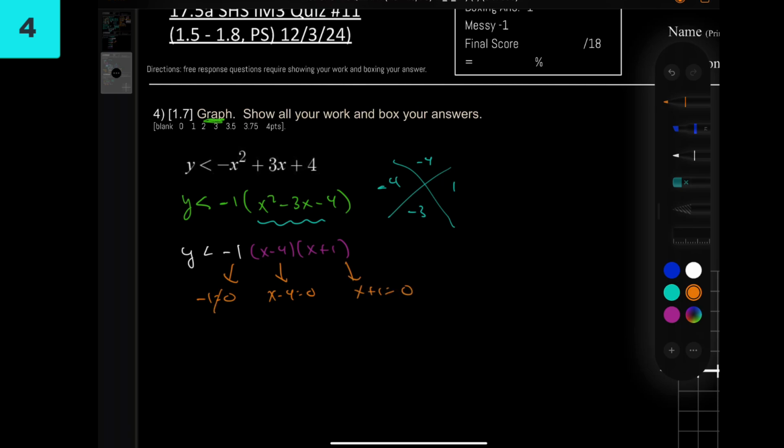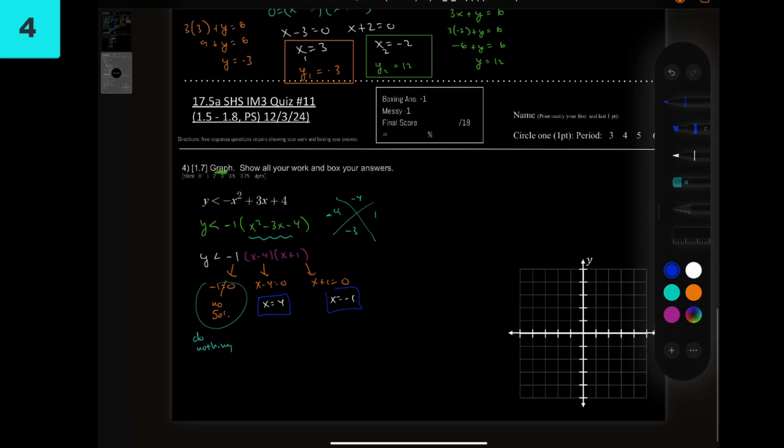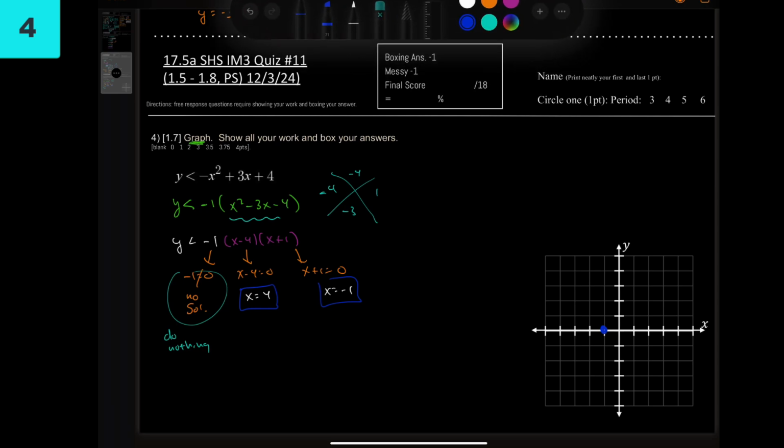Okay, this is a no solution, so that basically means you do nothing with that part. Do nothing. Okay, over here, this means x equals 4 and x equals -1. Okay, I'm just going to graph these 2 points. Notice this says graph but not solve, so there's no interval notation here.